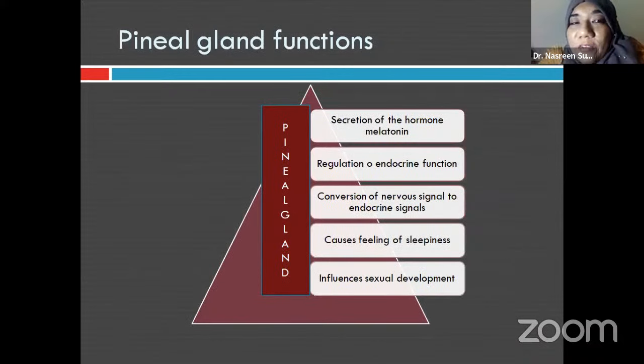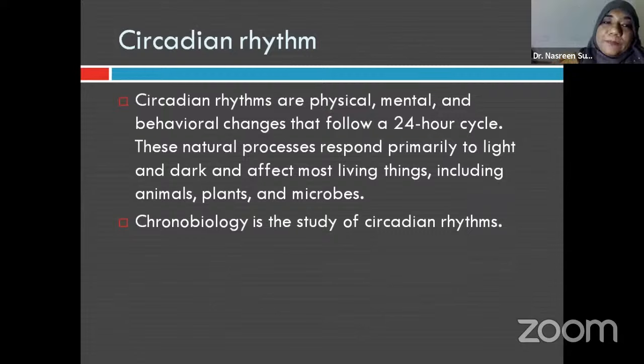Then finally you have the pineal gland. Pineal gland importance is it is going to help in balancing, or maintain, your sleep-wake cycle. It is going to release a hormone called melatonin, and it is going to control the endocrine function of all the glands. Then it is going to convert the nervous signal to the endocrine signal. It is going to cause the feeling of sleepiness, and it also influences the sexual development.